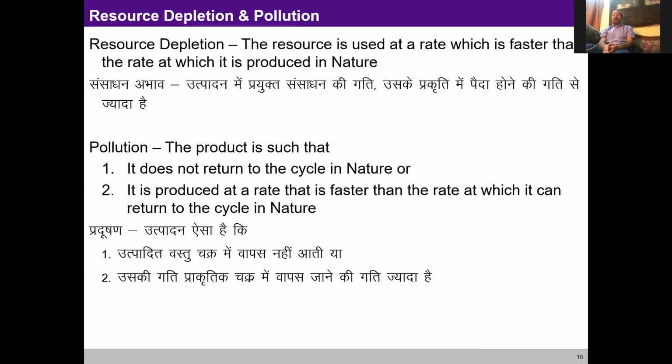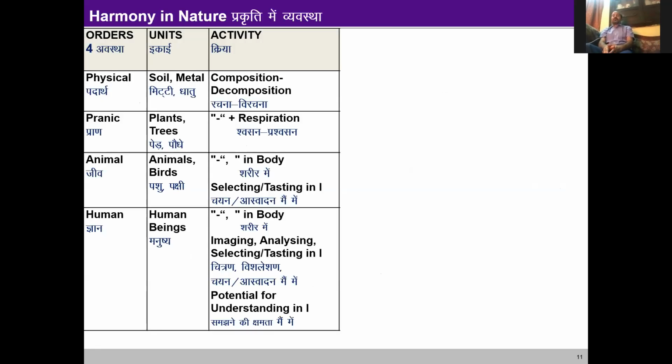Here, like I have already explained, we are creating these two problems: the depletion, the use of the natural resources, and we are actually making it worse also, and that is why it is becoming pollution. Okay, this is what human beings are doing. Next, please. Pollution and depletion, actually this is what we are doing.